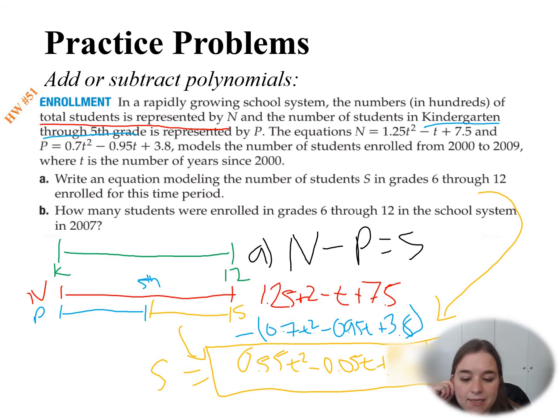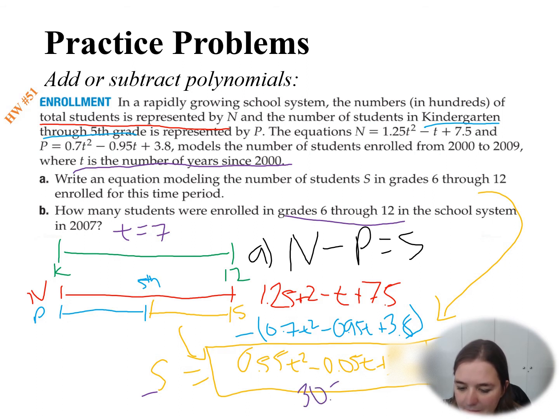The last thing I want to do with that is figure out how many students were enrolled in grades 6 through 12 in the school system in 2007. So what I'm going to do for that is take this equation. So this equation S tells me the number of students in grades 6 through 12, and I want to know in 2007. So my original equation, T was the number of years since 2000. So in this case, I want T to equal 7. When I do that and I go through each step here, we can solve it out. I have 0.55 times 49 minus 0.05 times 7 plus 3.5, and I find out that I get 30.3.